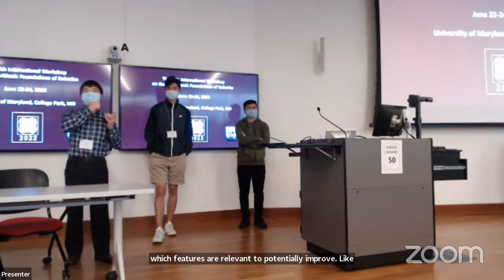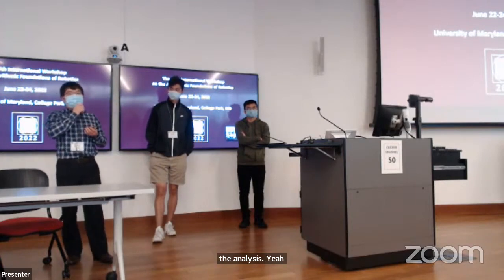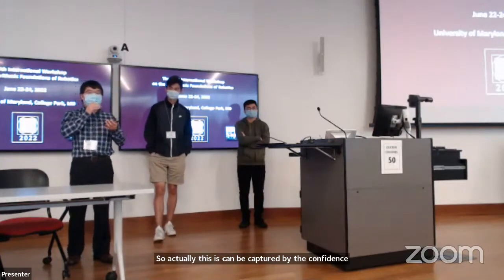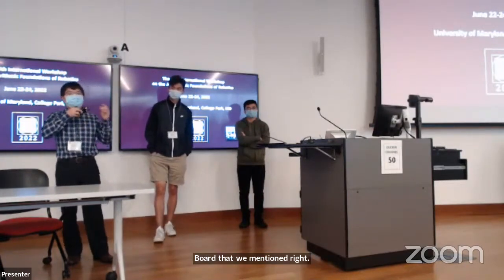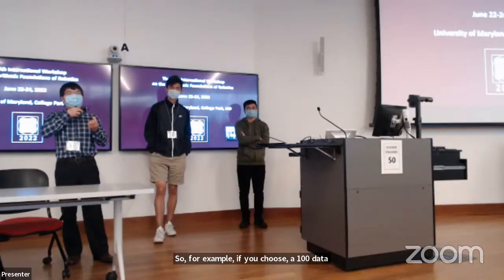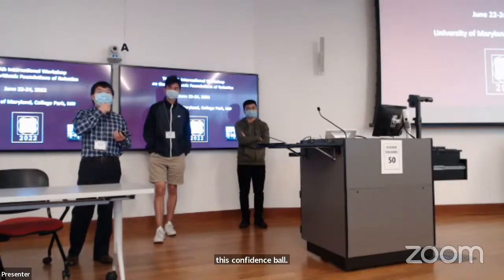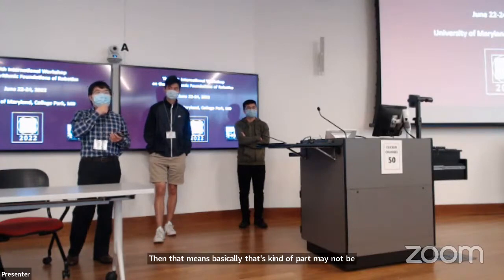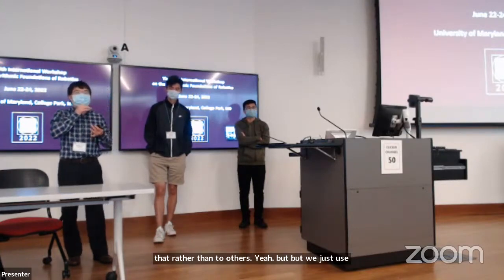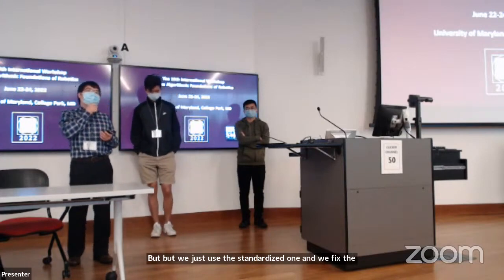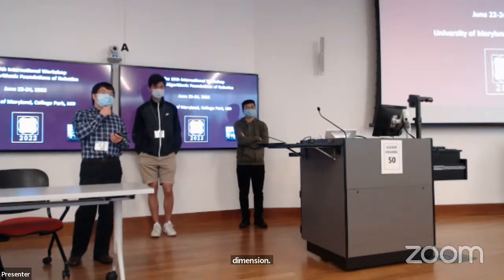Yeah, actually this can be captured by the confidence ball that we mentioned. For example, if you choose 100 data points and many of them fall in a very narrow region of this confidence ball, then that basically means that part may not be that relevant to the others. But we just use the standardized one and we fix the dimension. We don't do PCA analysis or dimension reduction, things like that. Cool, thank you.